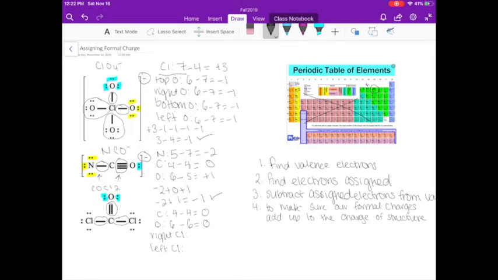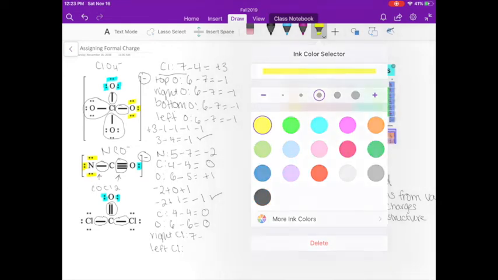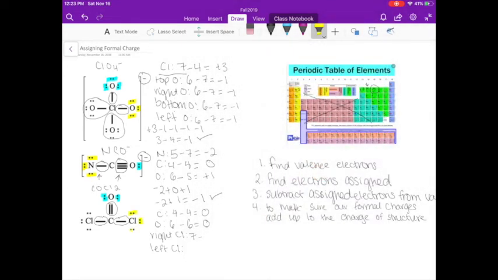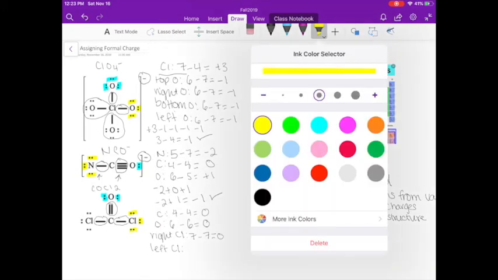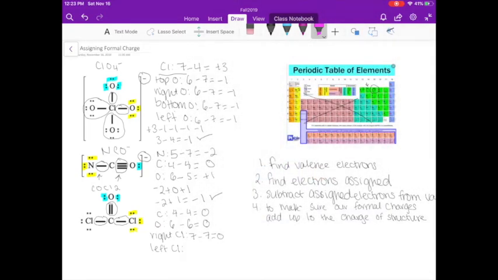From the very top up here, we counted that chlorine had 7 valence electrons. Now looking at right chlorine, we see that it has 1, 2, 3, 4, 5, 6 valence electrons, plus 1 from its bond with carbon, which gives us a total of 7, and another formal charge of 0. Finally, looking at the left chlorine, we see that it also has 1, 2, 3, 4, 5, 6 individual electrons assigned to it, plus 1 from its bond with carbon, which gives us another formal charge of 0.